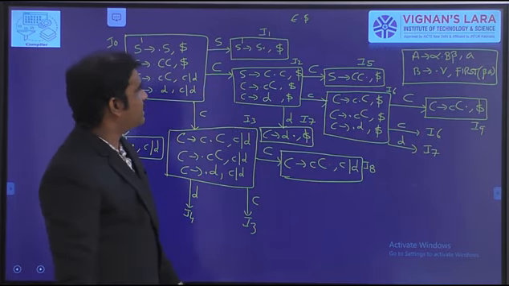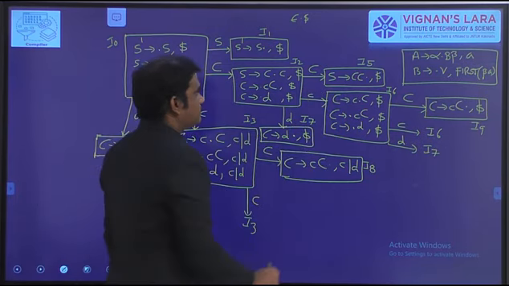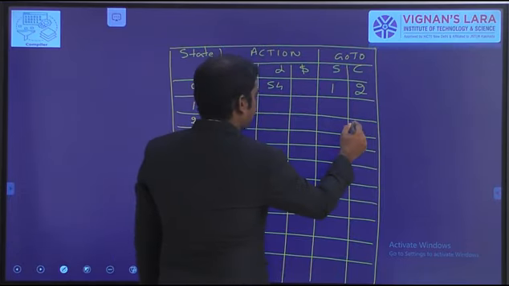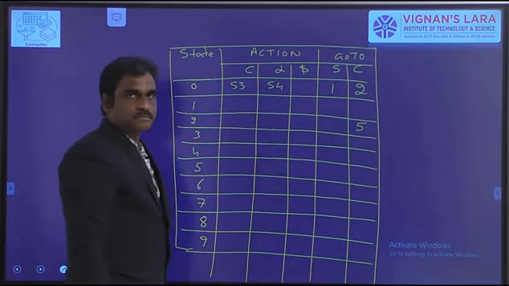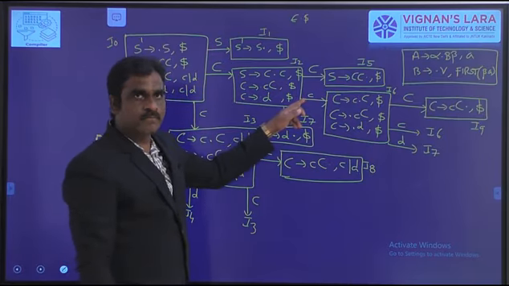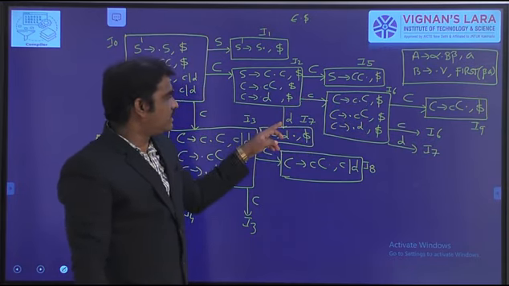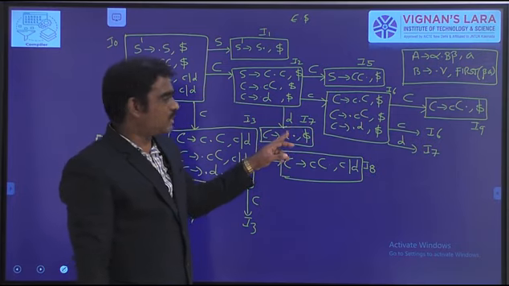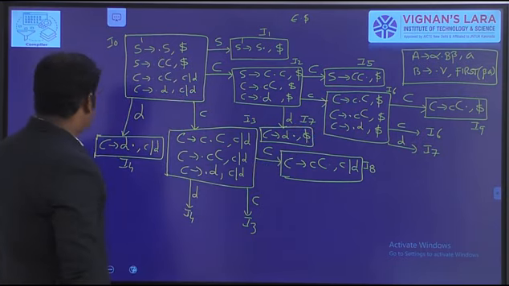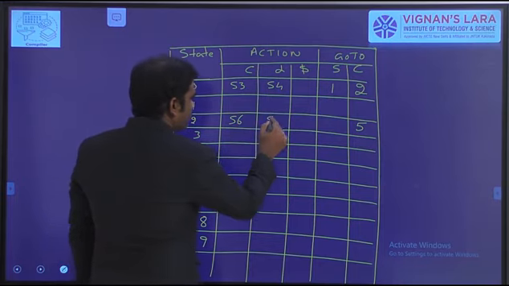I1 has no transition. Next, I2: on capital C it goes to 5. On small c it moves to I6, a shift operation. On D it moves to I7, again a shift operation. So on c and d we have S6 and S7 for I2.